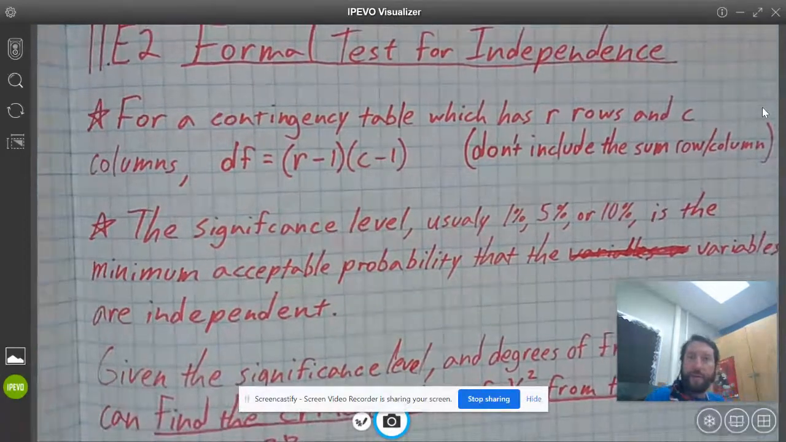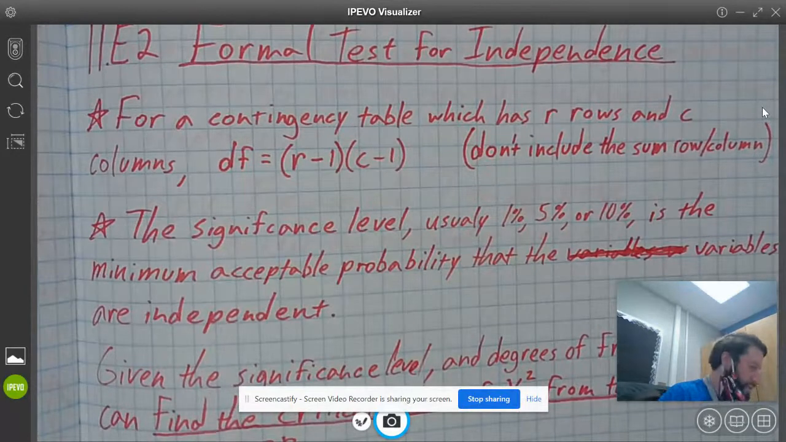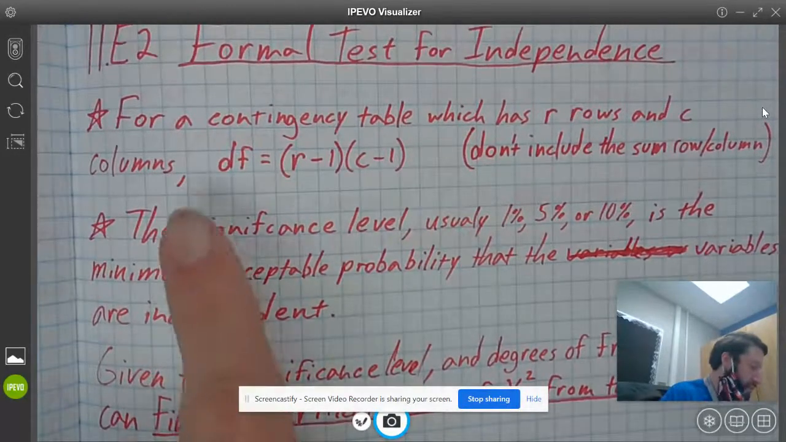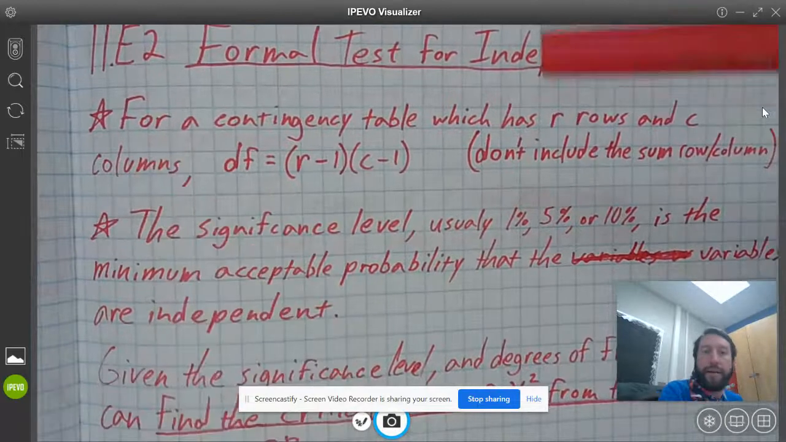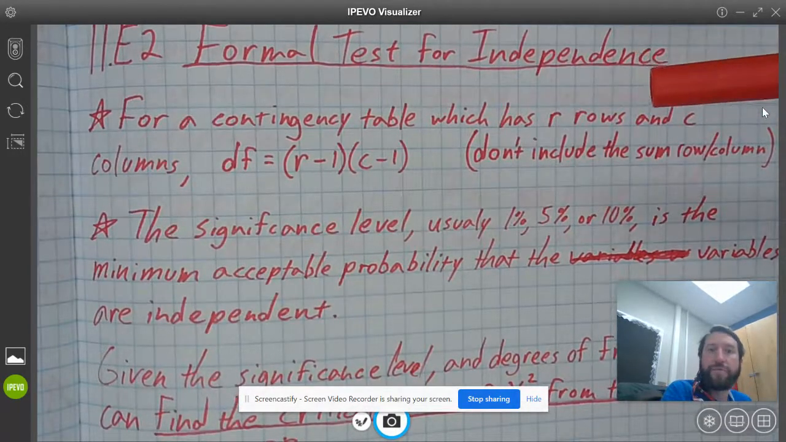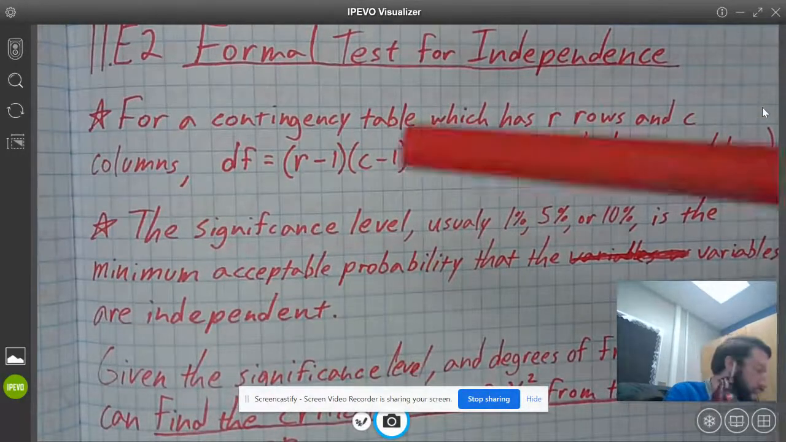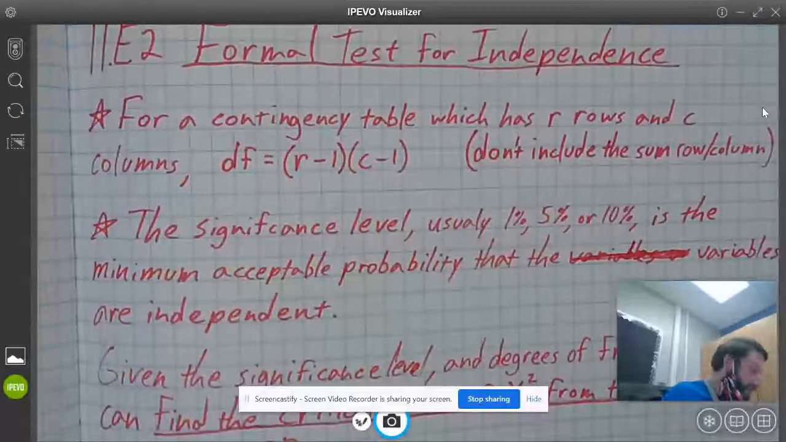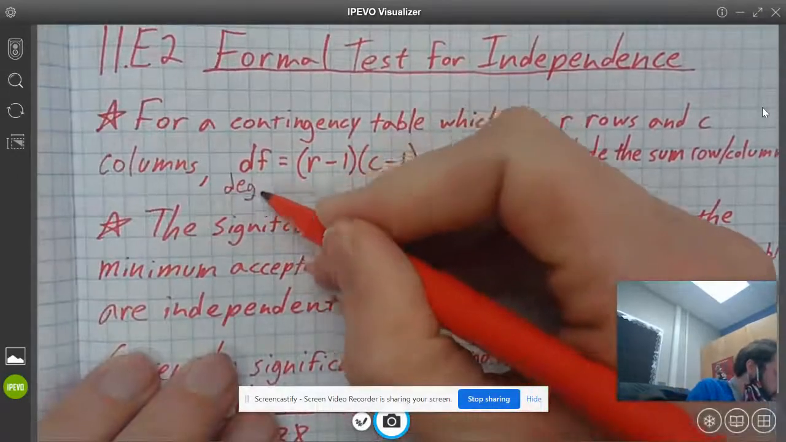This is the formal test for independence. Before we get into that test, I have to talk about a few things first. First of all, for a contingency table which has R rows and C columns, we have to find something called degrees of freedom. This is called degrees of freedom.